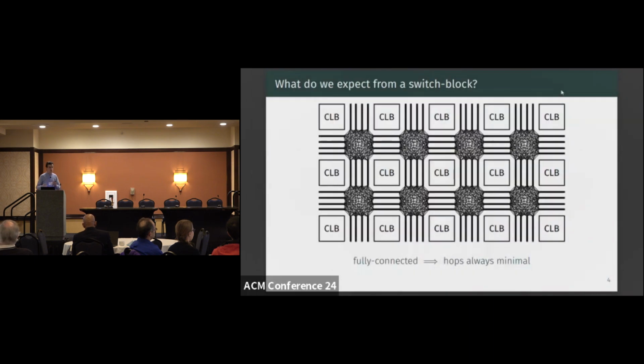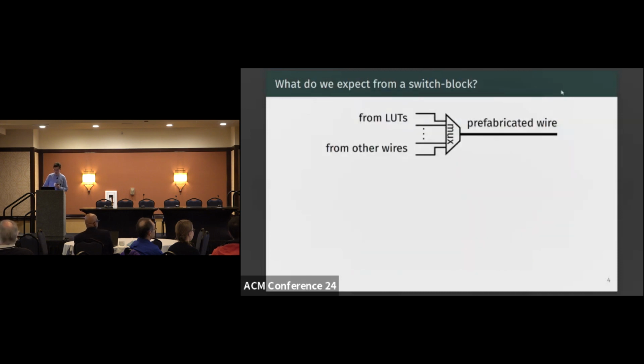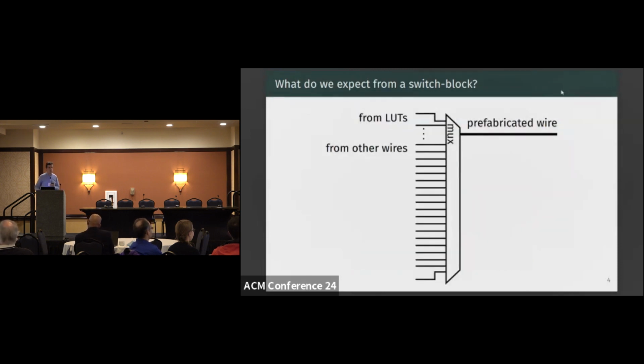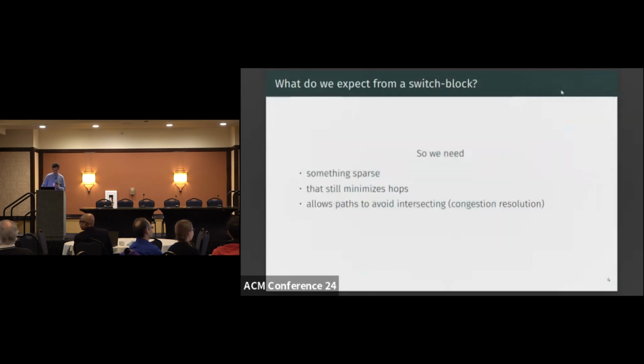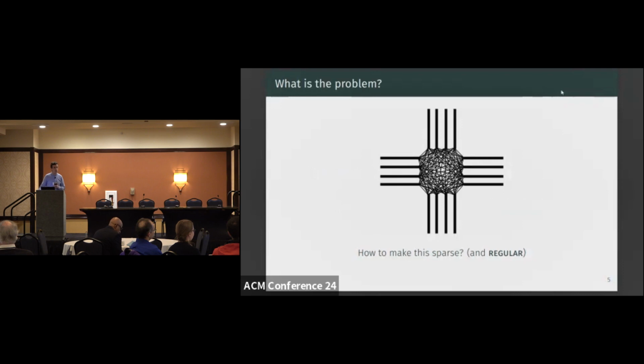One idea could be, if we assume that delay is usually correlated with the number of hops through the multiplexer that one needs to take, that we make it fully connected, and then we guarantee the minimal hops and we're done. But of course, this would dramatically increase the size of the multiplexers, so it's not really something that we want to do, and that would in turn increase the delay of 1 hop. So instead, we want to make something that is sparse, but can still minimize the number of hops taken for connections. Additionally, it can allow paths implementing different signals not to intersect, which is something that we call congestion resolution. So to sum up, what we need to do is to make this fully connected thing sparse and also regular, which we will define shortly.